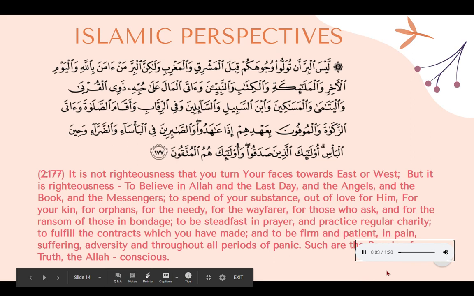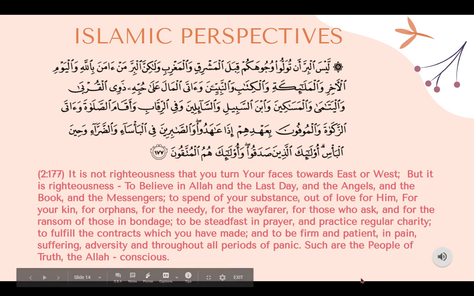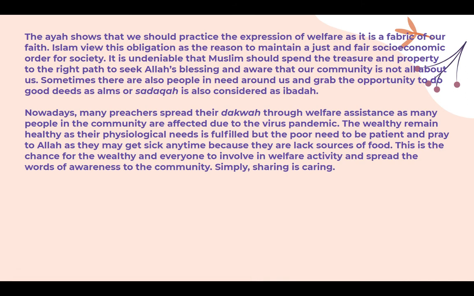Based on the Quranic ayah of Surah Al-Baqarah ayah 177, Allah told us to spend our substance out of love for Him, for our kin, for orphans, for the needy and for those who ask. We have to be steadfast in prayer and practice regular charity, and be firm and patient in pain, suffering, adversity, and throughout all periods of panic, as Allah wants to test our faith.